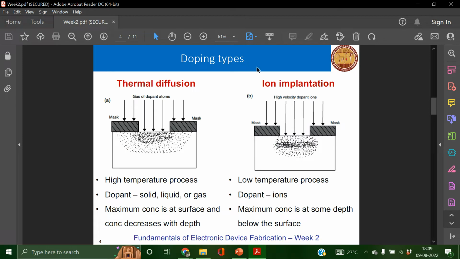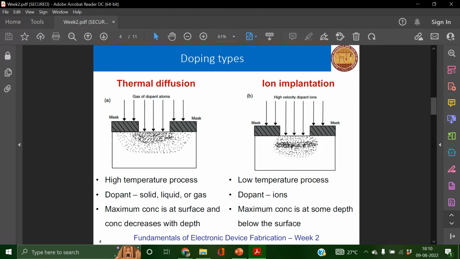And then we saw the different doping types. In the first week, we were introduced to doping, and here the second lecture is completely about doping. We saw the details of thermal diffusion as well as ion implantation. Thermal diffusion is a high temperature process, and the dopant sources will be solid, liquid, or gaseous.